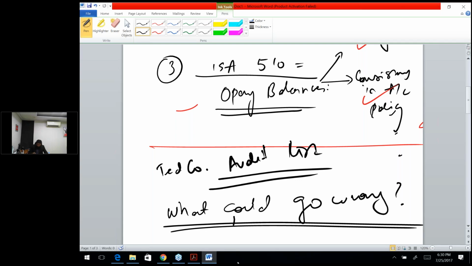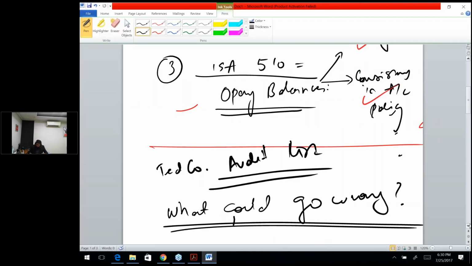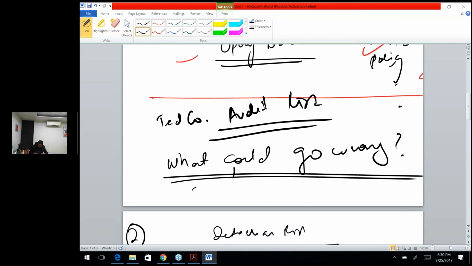Right, so take 3-4 minutes. It's a 17 mark requirement. I told you yesterday also that whenever there is a requirement of evaluation of the audit risk, it's generally going to be half a mark for identification plus 1 mark for explanation. So it's going to be 1.5 marks. And if we divide 17 by 1.5, that means the examiner is expecting around 10 to 12 risks from you.